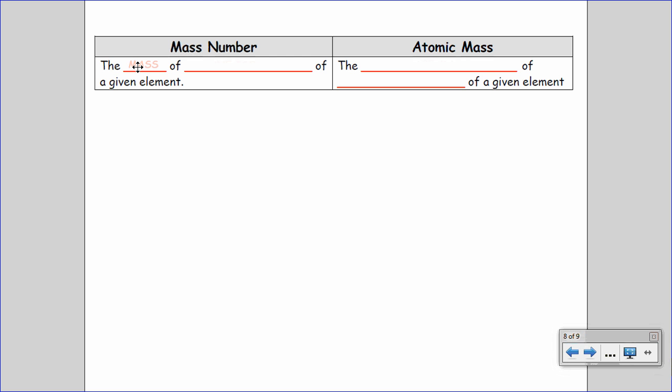Last little bit, let's take a couple notes here. The mass number is the mass of one isotope of a given element. The average mass is all isotopes of a given element. Okay? So mass number is one isotope. Atomic mass is average mass of all the isotopes.